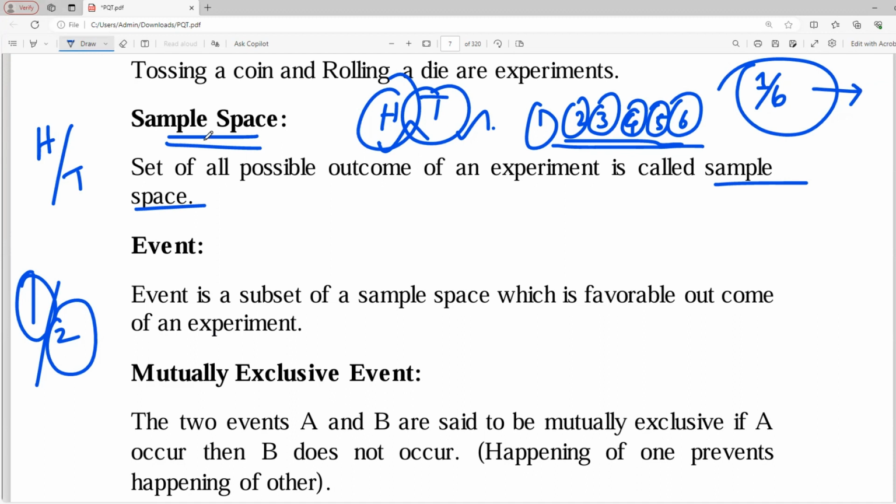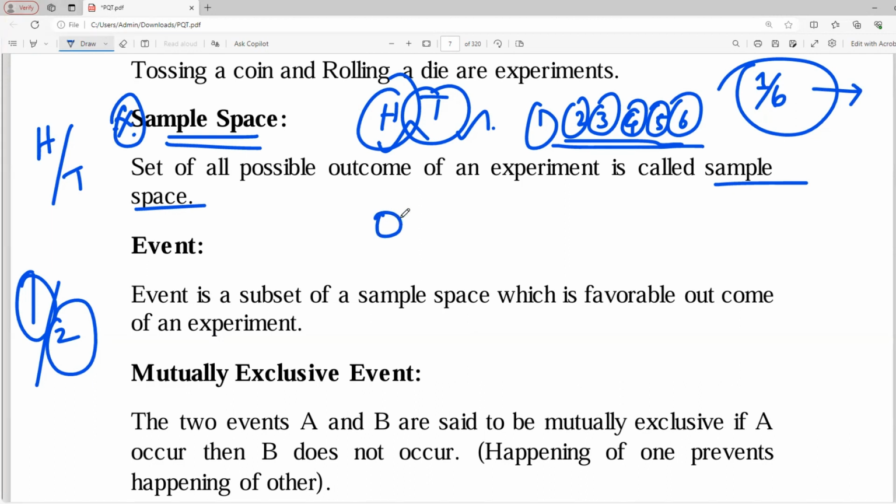So there are some basics in probability. The basics in probability are nothing but small minor terms. One such term is called the sample space. So sample space is nothing but the possible outcomes of the experiment.